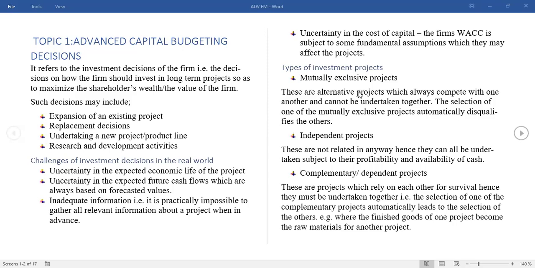I remember now we are looking at the complementary. It means that the product of a certain organization is the raw material to another organization. So it means they are dependent, right? The one is normally dependent on the other to produce the raw materials and so on and so forth. Now, let us continue here.